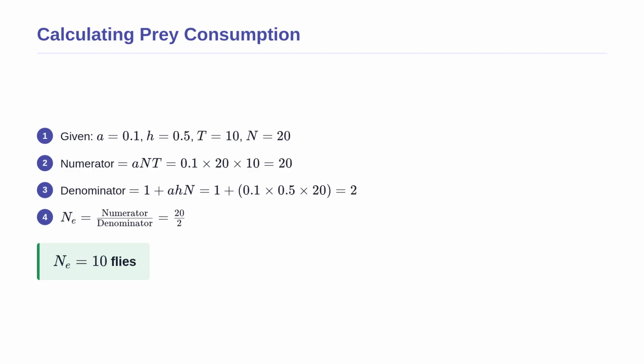First, we calculate the numerator, representing maximum theoretical encounters. Multiplying the attack rate, prey density, and total time gives 20. Next, we calculate the denominator, which accounts for handling time. Multiplying attack rate, handling time, and prey density, then adding 1 gives 2. Finally, dividing 20 by 2 gives our answer. The spider eats 10 flies.